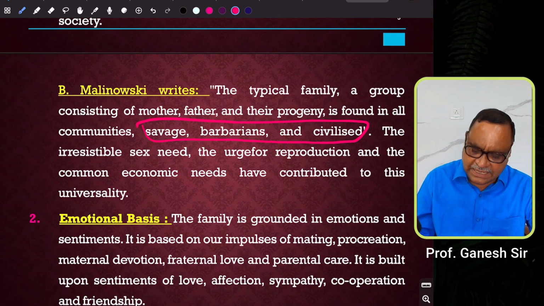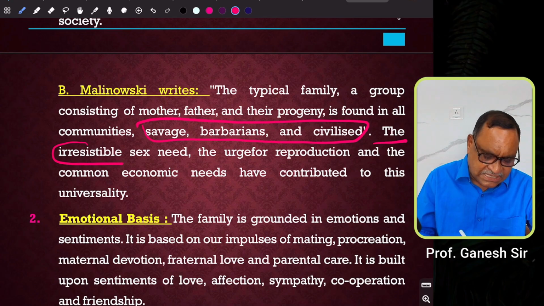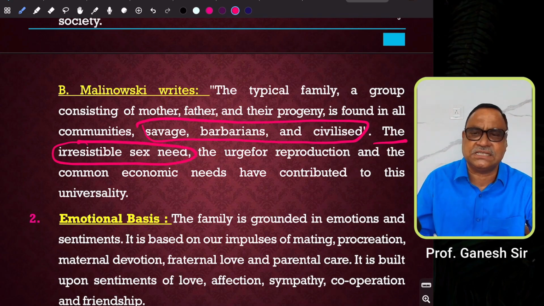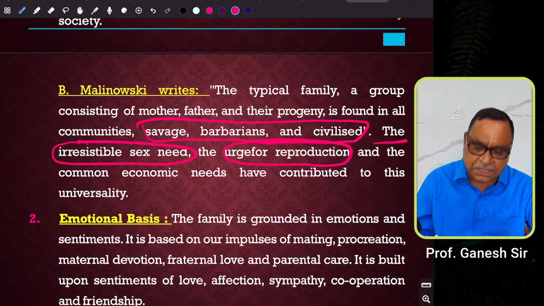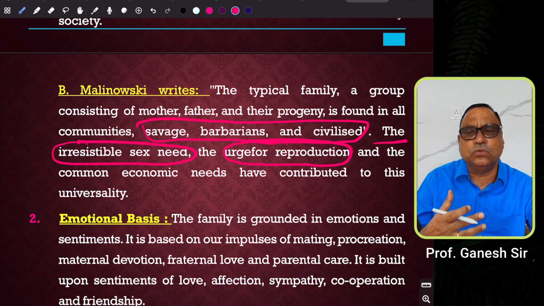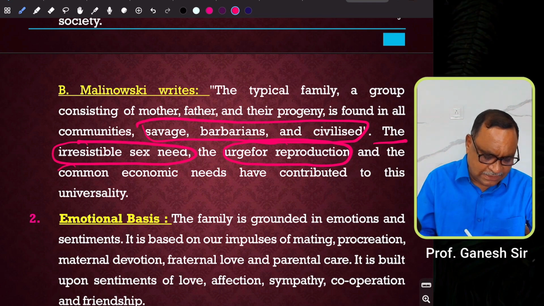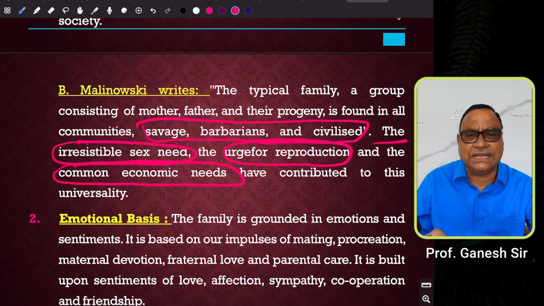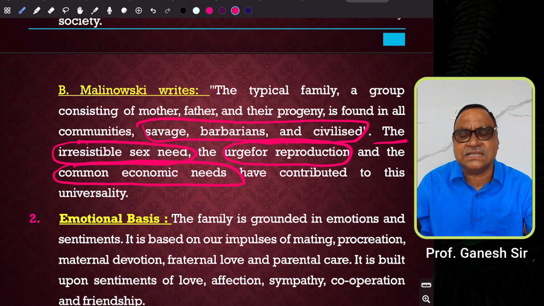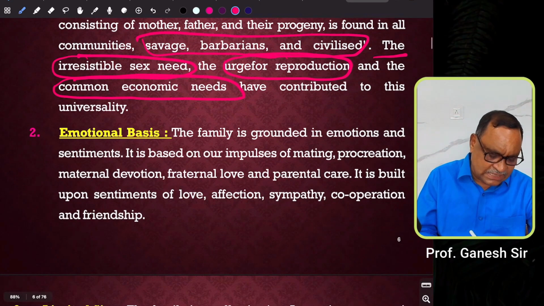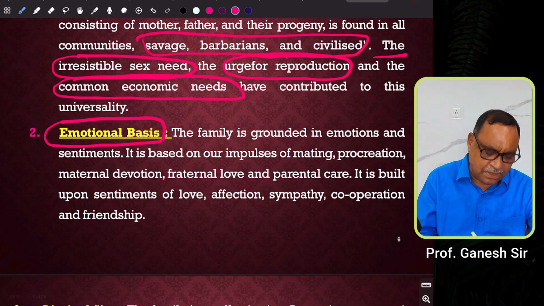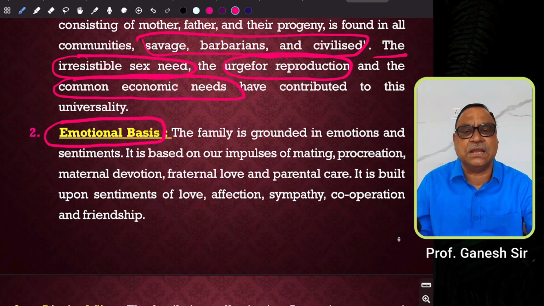Then the irresistible sex need, this is a biological need of an individual. Then the urge for reproduction, that means to procreate the children, and the common economic needs. So these three are very important reasons for the development and sustenance of the family system in almost all societies in the world. Then the second important feature of family is emotional basis.